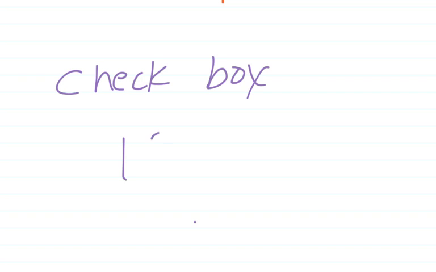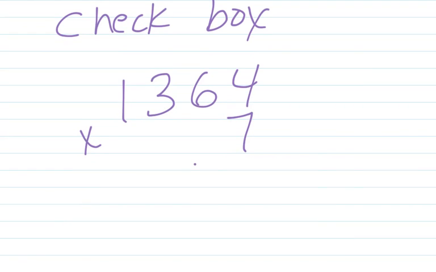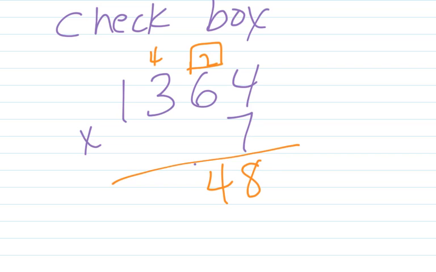So let me make my check box. 1,364 times 7. Now go through my heart. 7 times 4 is 28. I regroup my two tens. 7 times 60 is 420, plus 20 is 440. I bring down my 4 tens, and I'm going to regroup my 4 hundreds to the hundreds place.